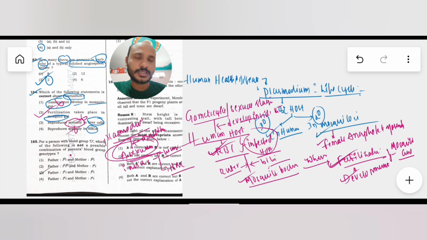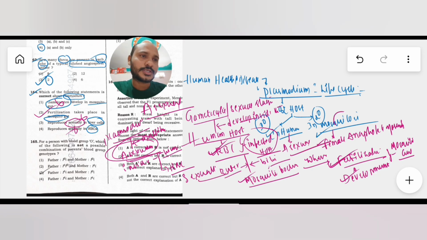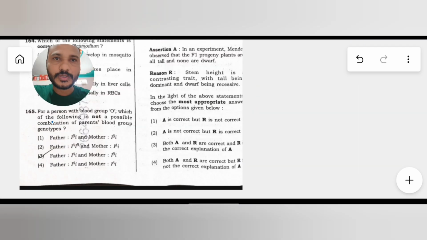Not sexually. In human beings, reproduction is always by the asexual method, but in the mosquito, the reproduction is sexual. So remember that important note. So these two statements are also wrong, and the right statement is the second one. So the answer to question 164 is the second one. Okay, next one, 165. Here read these questions.